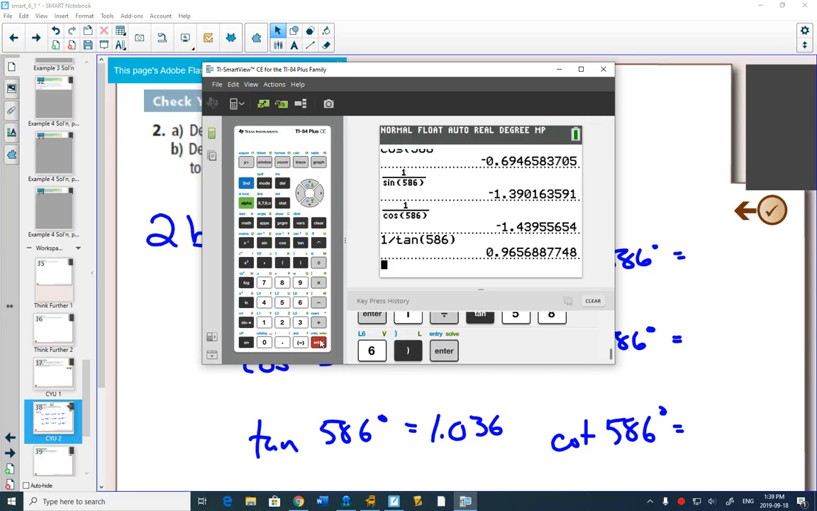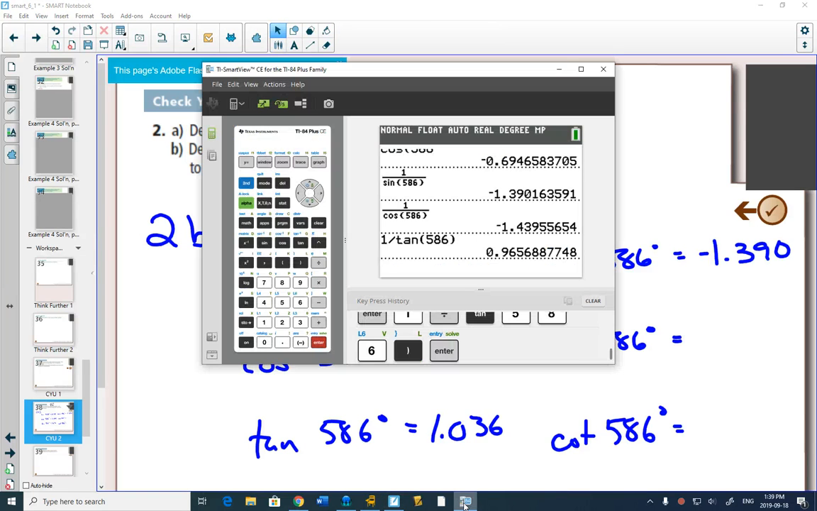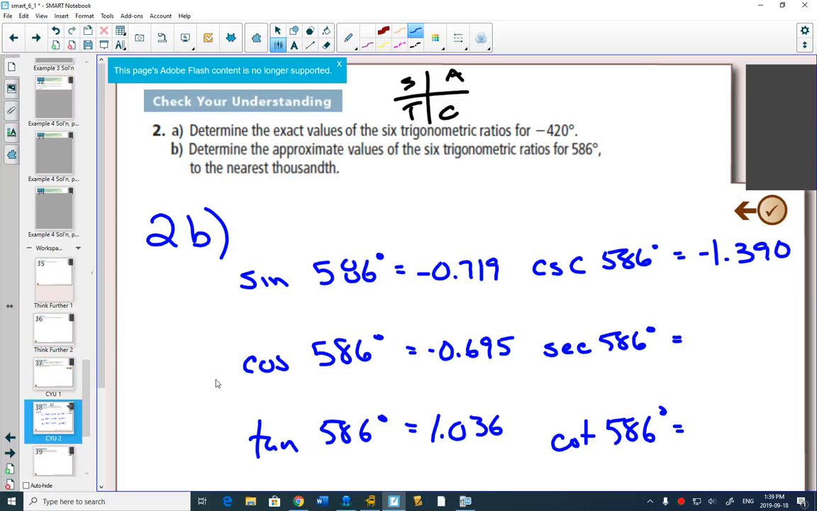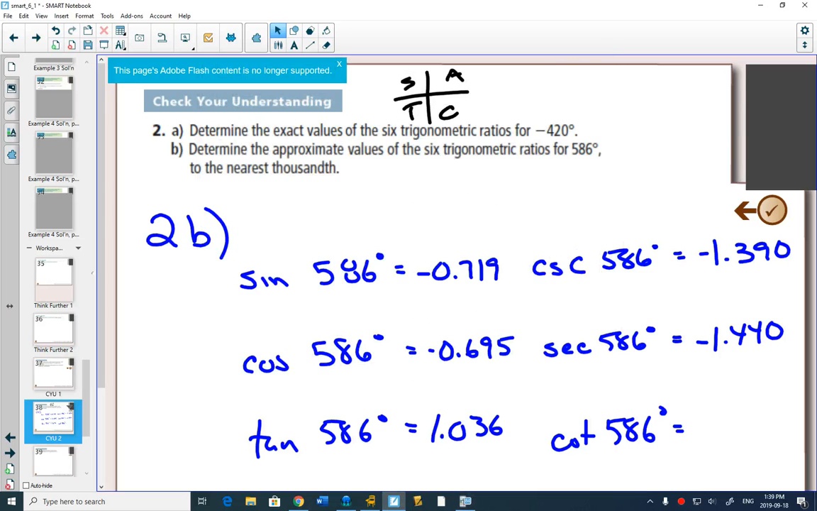So I can now write that cosecant is negative 1.390. Secant of 586 is negative 1.440. And cotangent of 586 is, sorry, positive 0.966. So we notice that if sine is negative, cosecant's negative. If cosine is negative, secant is also negative. If tangent's positive, cotangent's positive. Which should make sense because the definition is just 1 over.